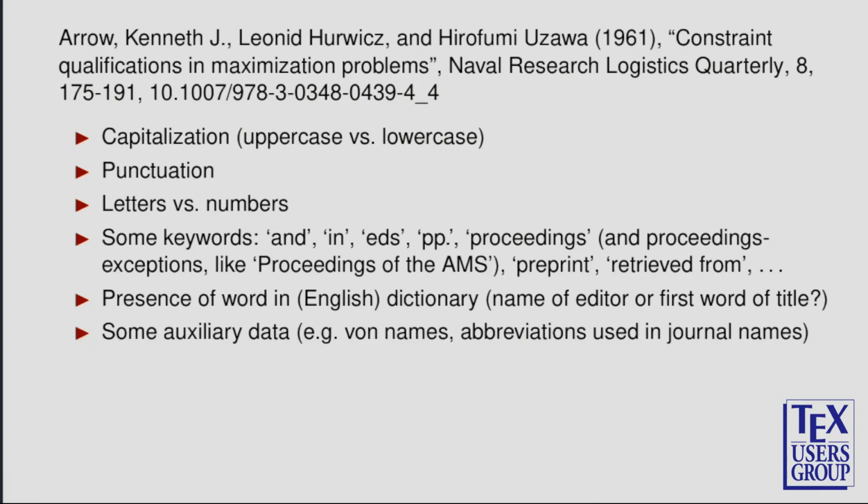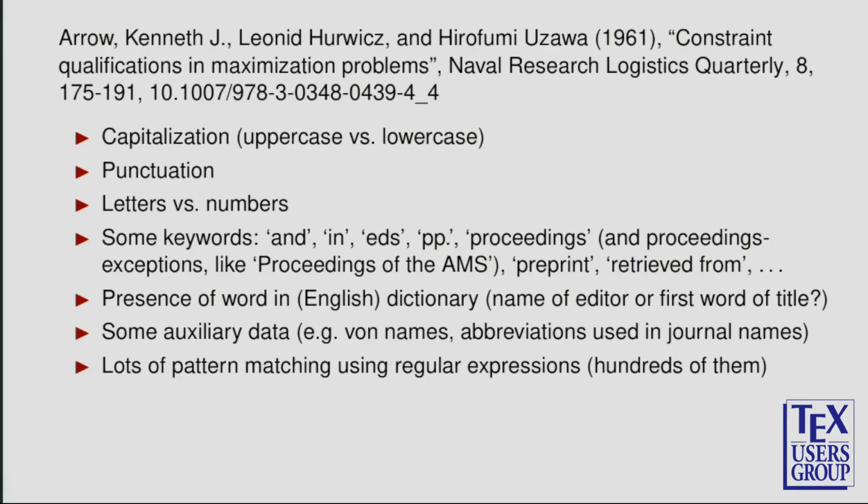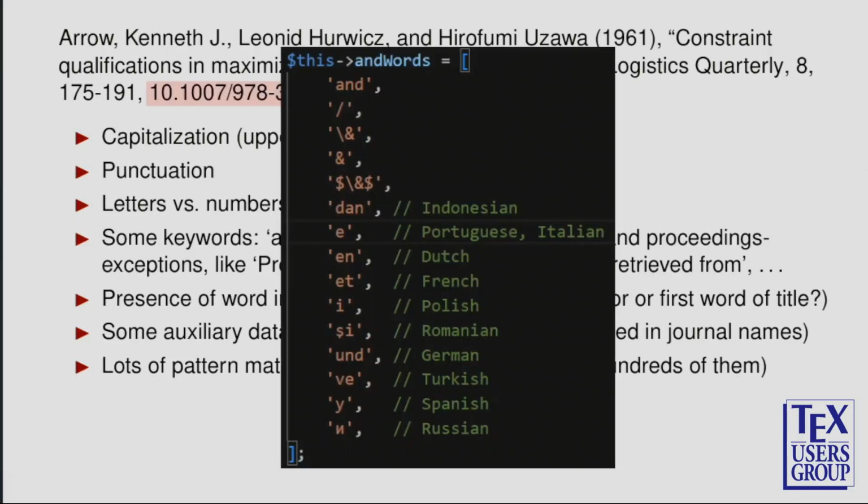It also uses some auxiliary data, like lists of band names and abbreviations used in journal names, and lots of pattern matching using regular expressions, hundreds of them. My general approach is to make the system good enough without attempting to make it comprehensive, because that would seem to require 1,000 times as much code. For example, here's the list of words that the system knows mean and in a list of authors. The defining characteristic of these words is that they're the ones I've noticed in submitted files.